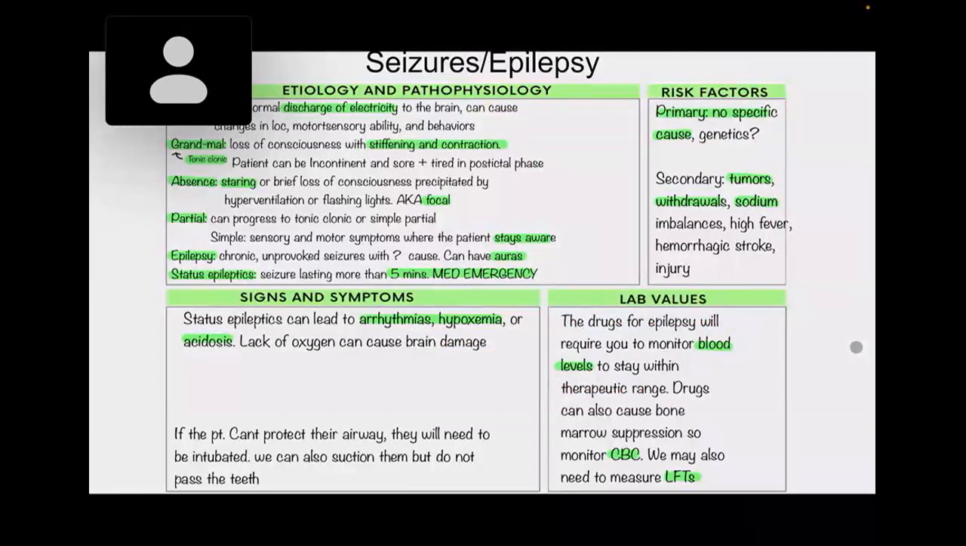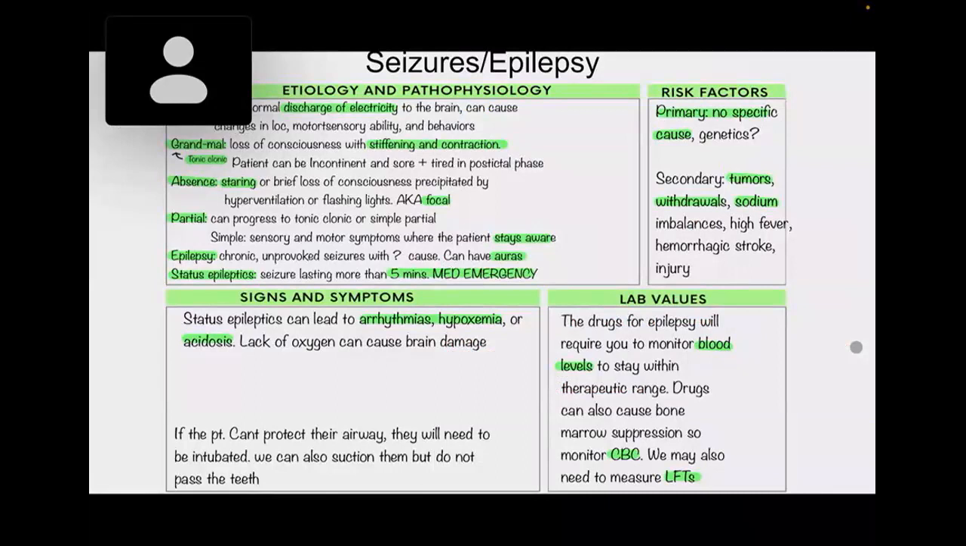Up next, we have seizures and epilepsy. Again, this is a list of all the different types of seizures a patient can have. It's not important to memorize, okay? Just note that seizures may present differently. Our grand mal, tonic-clonic, that's our traditional seizure, stiffening, contraction, what we see on TV, etc. However, note that a patient can also have an absent or a partial seizure where they're just out of it for a minute.